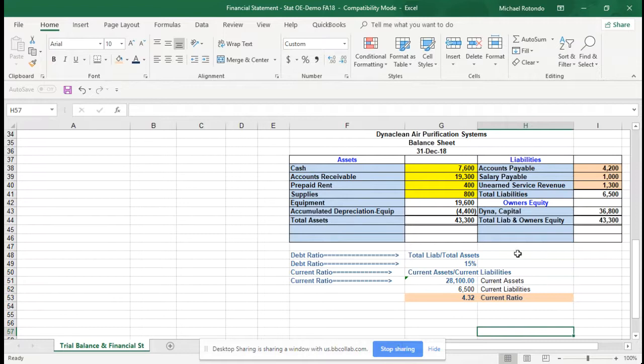So these are two of the balance sheet ratios that you'll need to know. So again, thank you for your attention.